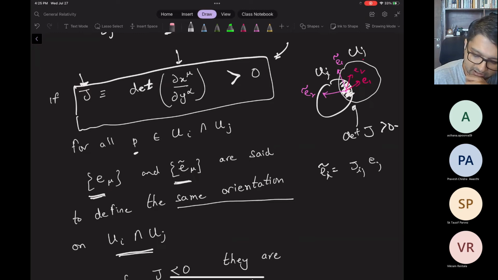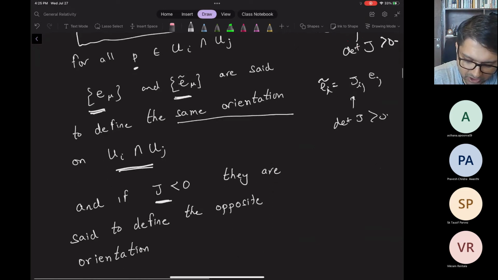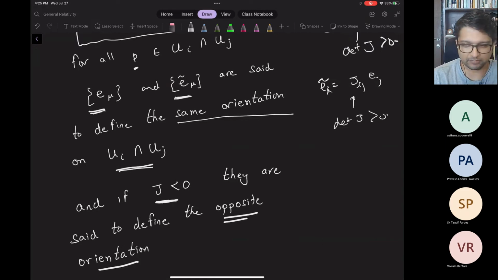Now what we're saying is that if the determinant of this matrix is positive, and it's positive not just at this point P but at all points in the intersection of Ui and Uj, then we say that these collections of basis vectors, when I compare them, have the same orientation. That's the definition we're giving for same orientation. And if the determinant is less than 0, then they have an opposite orientation relative to each other.